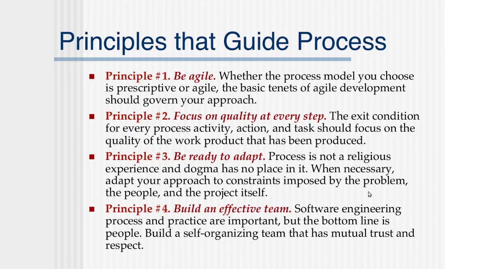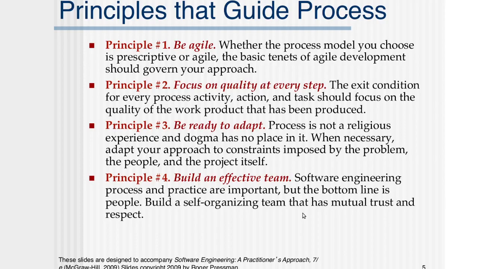Let us see the next principles that guide process. One is: be agile. Be agile means you have to focus on important things and not on unimportant things. Whatever process model you choose, whether it is prescriptive or agile, the basic tenets of agile development should govern your approach. The basic idea is you focus on the important things and not on the unimportant things.